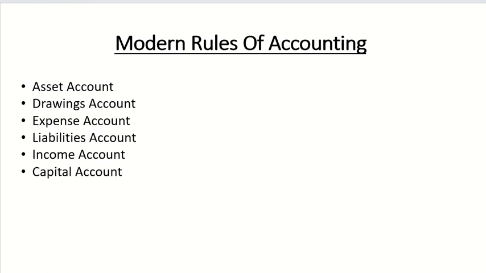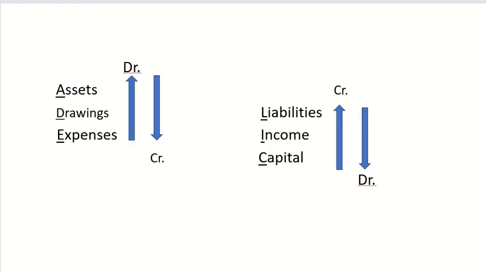First, let me give you a quick recap on the types of accounts and the rules behind it. Here accounts have been classified into six types: assets account, drawings account, expense account, liabilities account, income account, and capital account. These six types of accounts we will divide into two groups. In the first group we have assets, drawings, and expenses, and in the second group we have liabilities, income, and capital. So these are the two groups.